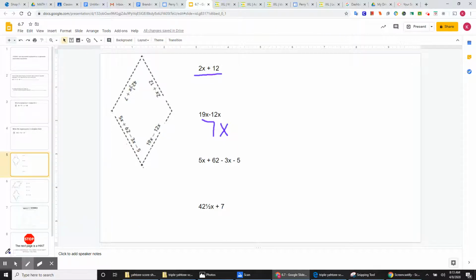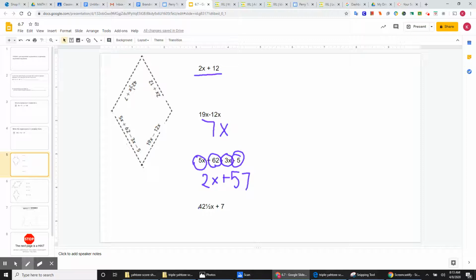For the next one, we have 5x minus 3x. So we're going to have 2x plus 62 minus 5, which is going to be 57. So we're going to look for an expression that simplifies to 2x plus 57. It could already be simplified on the other puzzle piece.